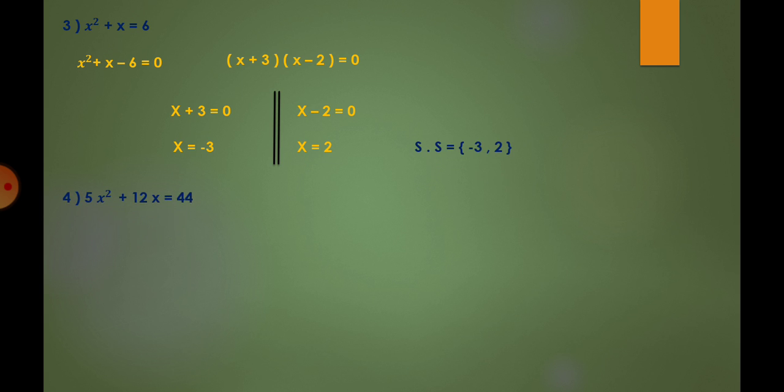Number 4, 5x^2 + 12x = 44. We put the equation in standard form. 5x^2 + 12x - 44 = 0. And factorize, so we can write (5x + 22)(x - 2).